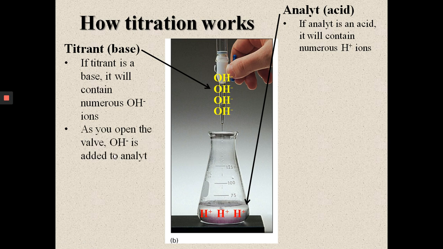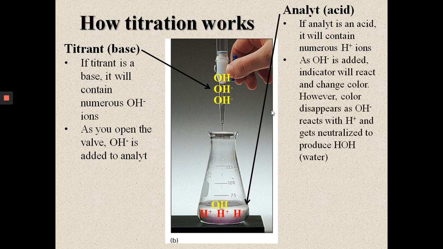As you open the valve, the hydroxide is added to the analyte, and it drops in, right? First of all, when you add a base to this analyte, the indicator is going to react. Again, the indicator only reacts to the titrant. So the indicator will quickly change color because it reacts with hydroxide. But as soon as they react, hydroxide will also react with hydrogen to become water, H2O. And that gets neutralized, and they're not ions anymore. So we keep adding the hydroxide, it gets neutralized, keep adding the hydroxide, and it gets neutralized.